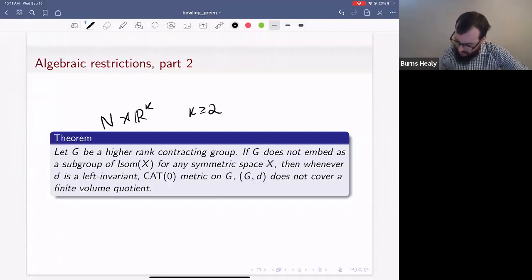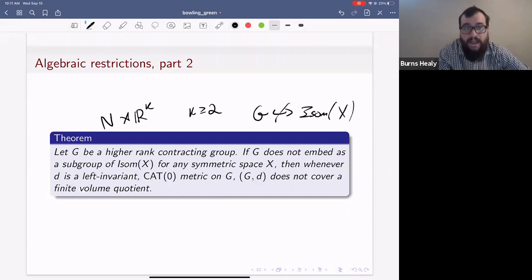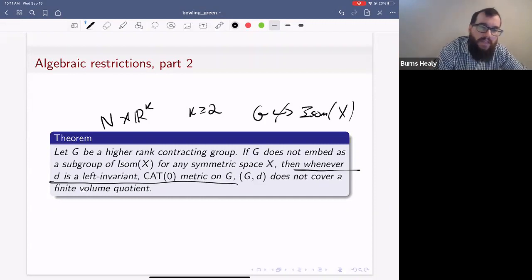And now what you can say is if G does not embed into the isometry group of a symmetric space, then whenever d is a left invariant CAT(0) metric on G, and now I'm not saying for a particular one, anytime ever you have a left invariant CAT(0) metric on G, that resulting Hadamard manifold does not cover a finite volume quotient, and then from there you can get to geometric action.